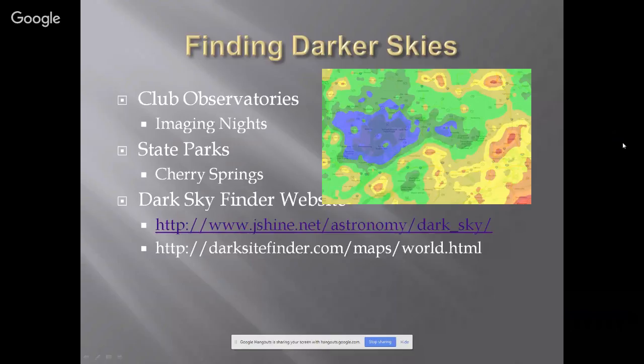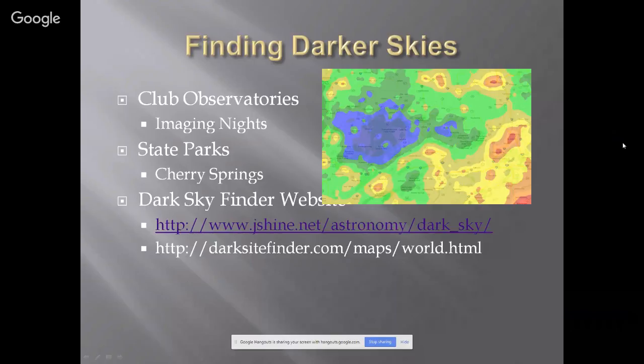But finding darker skies. Good ways to find darker skies are actually club observatories. Club observatories tend to be in darker skies because the club members know what they're doing. They're not going to put their club in the middle of some city, although some are. And if you're considering going to a club observatory for darker skies, don't go to one in the middle of Boston. Pick one that's on the outskirts of Boston, I'd say.